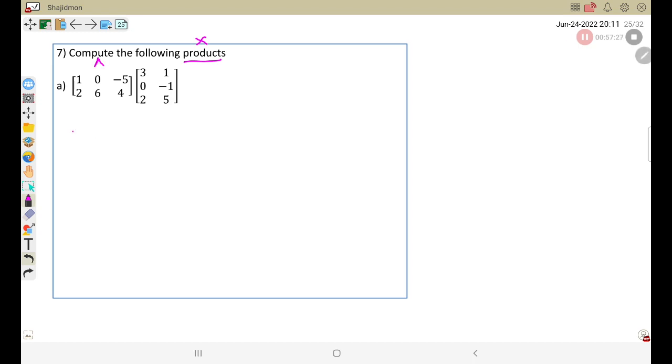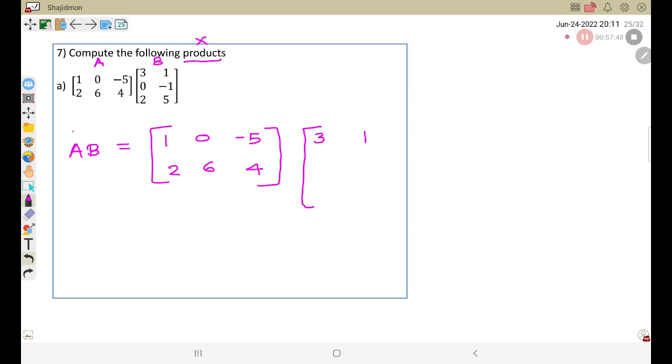So the first matrix we can call A, the second matrix we can call B. So I can write the AB matrix. AB matrix equals the A matrix first: 1, 0, minus 5, 2, 6, 4, multiply B matrix: 3, 1, 0, minus 1, 2, 5.